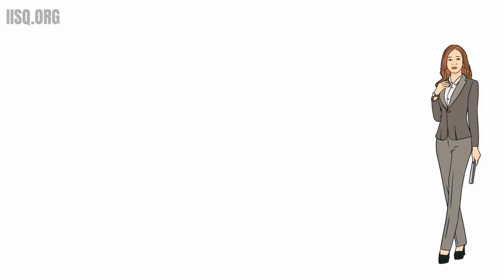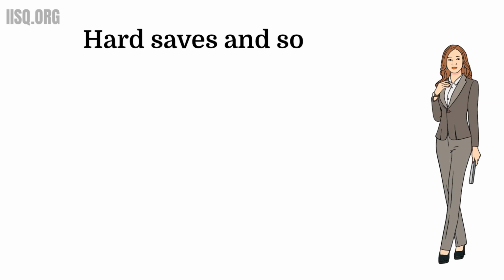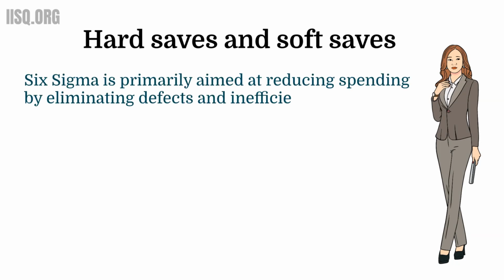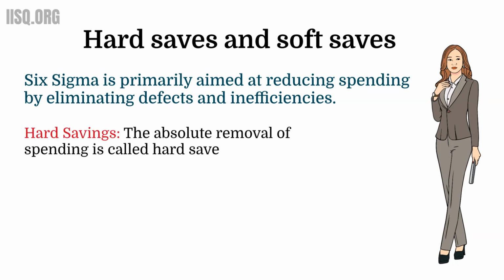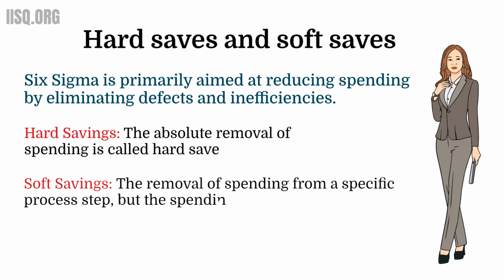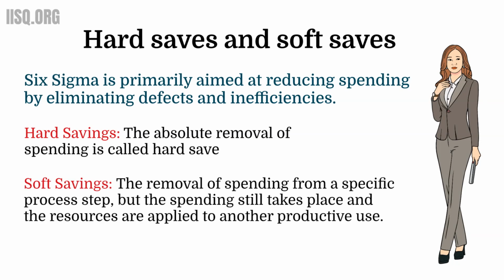While working with the cost of quality, when we take some concrete steps for improvement, we save some expenditure on operations. Six Sigma methodology is primarily aimed at reducing spending by eliminating defects and inefficiencies. In this case, there are two types of savings categories. One is hard savings. These are the absolute removal of spending. And the second is soft savings. These are the removal of spending from a specific process step, but the spending still takes place and the resources are now applied to another productive use. So the spending is not reduced, but some more benefits are received.